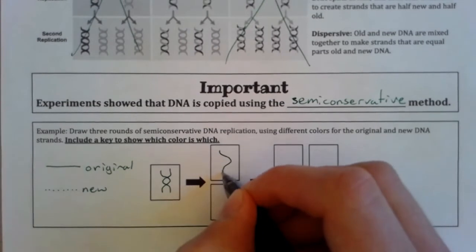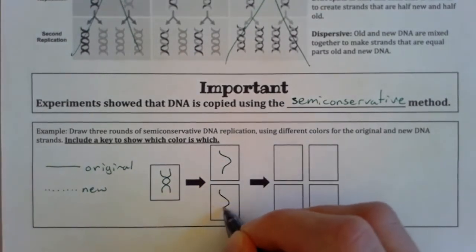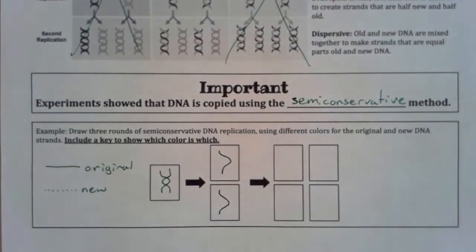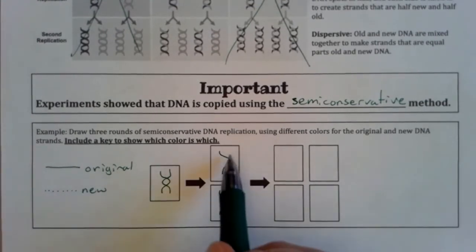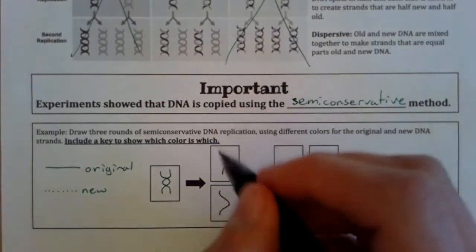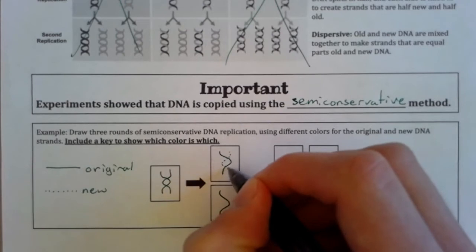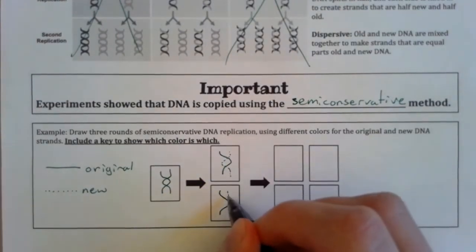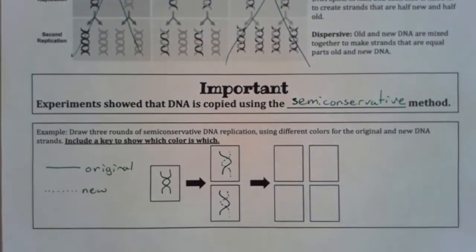So there's one of our original strands. There's the other one of our original strands. Then we have other DNA that'll come in and fill in the missing gaps on the other strand with new DNA. So once we've pulled them apart, we take new DNA and we put it in like that.